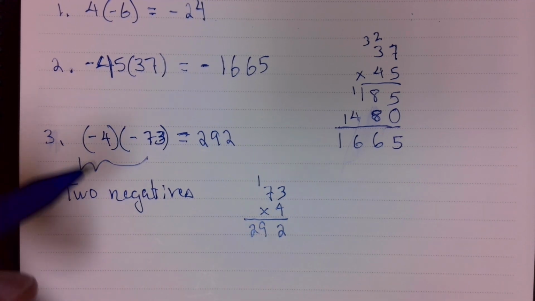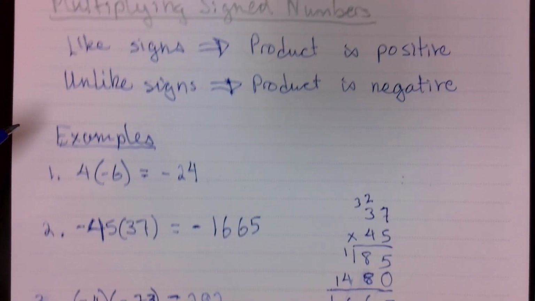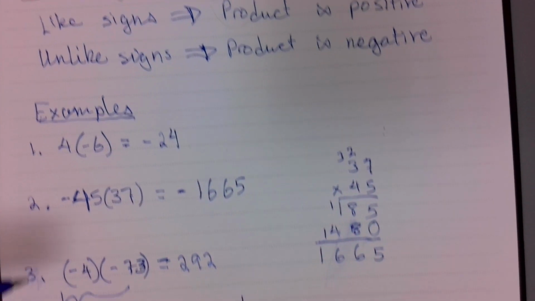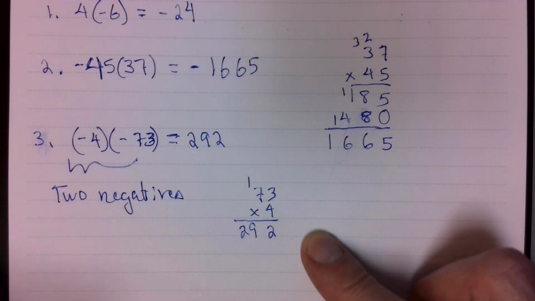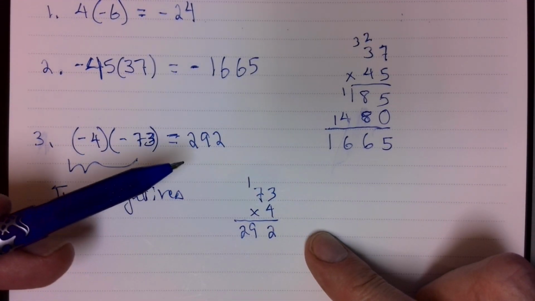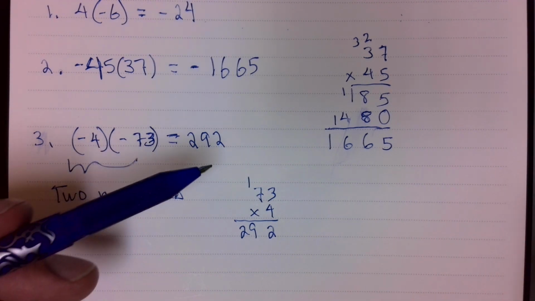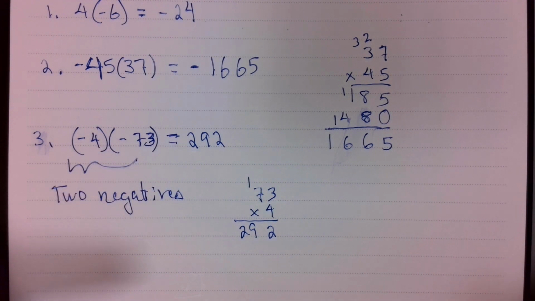Okay, so once again, I'm following my rules for signs to get the sign of the answer, and I'm using what I know about whole number multiplication to get the numerical part of the answer. So the fact that I have two negatives here is telling me my result is going to be positive, and then I do 4 times 73 to get the numerical value of my answer.